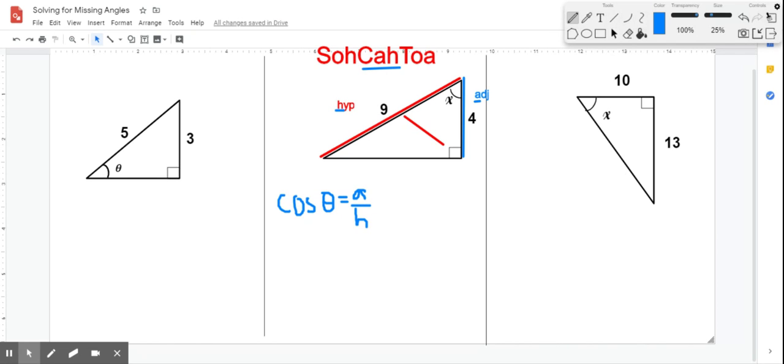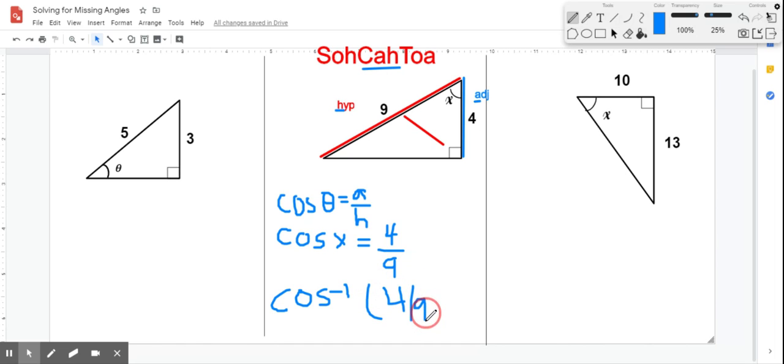All right, so I took some time and just wrote cosine of theta is equal to A over H. Now let's apply it to this problem. So the cosine of theta, which in this example, our theta is x, is equal to A, which in this example is 4, over H, which is 9. Okay, now I'm going to apply what I know about using the inverse of the cosine function. So I'm going to use cosine inverse of 4 over 9 to find what my x is. Equals x.